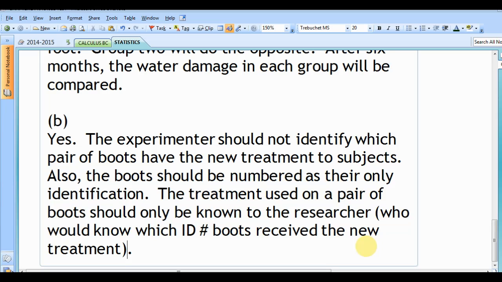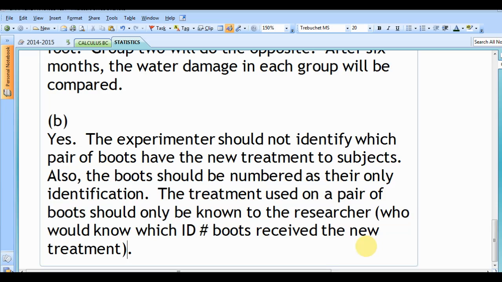Why is that double blinded if the researcher... Double blind means that the subject doesn't know which treatment they're getting, and then the person collecting the data does not know which treatment the subject received. So the researcher only knows which numbers have the boot, but they don't know who has the boot. Is the reason for this so there's no bias? Yeah, it has to do with bias.